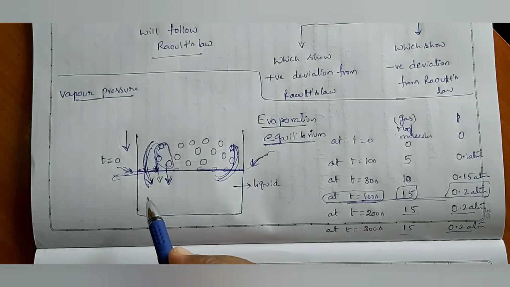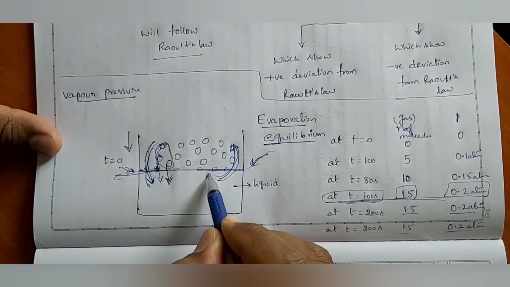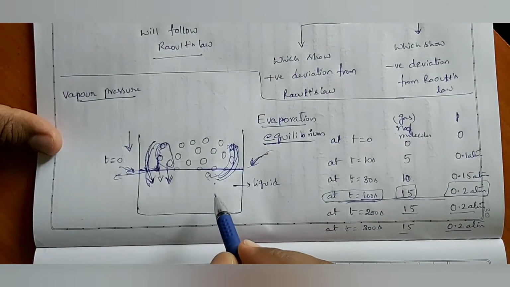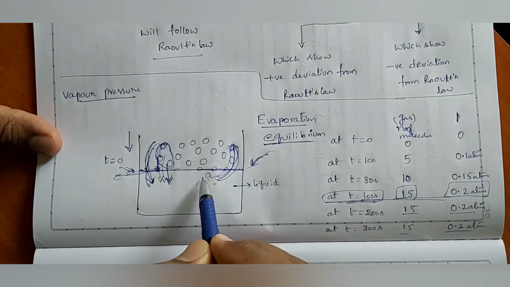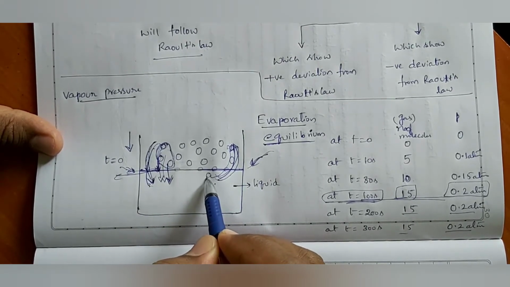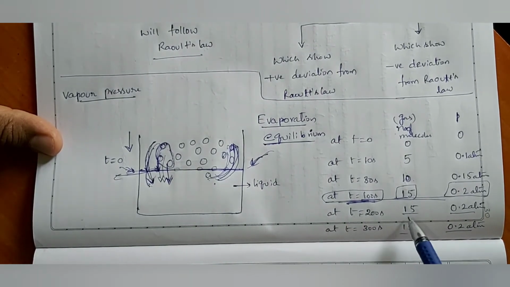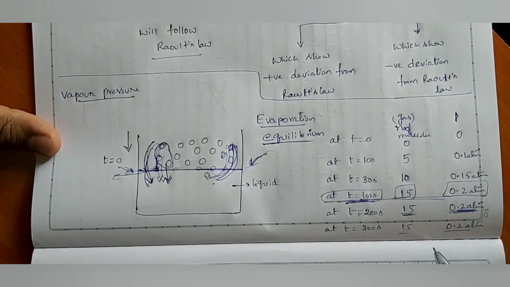At the same time, 3 molecules from the liquid state gain the energy from the surface and are converted to the gas state. That's why the number is maintained the same. After 100 seconds, the number 15 is not at all changed, so the pressure is also not going to change.